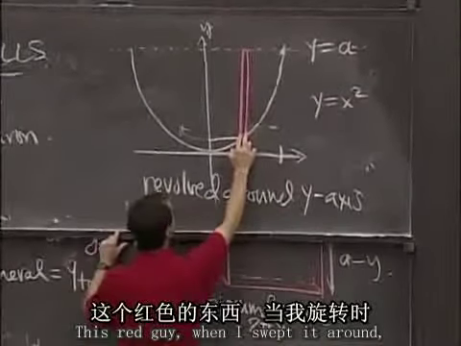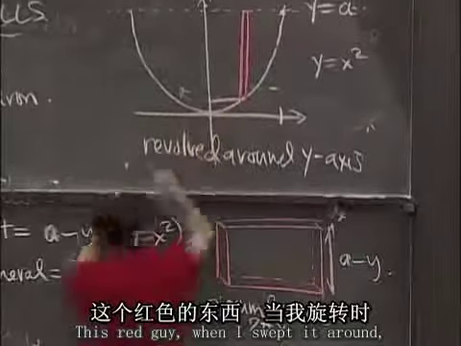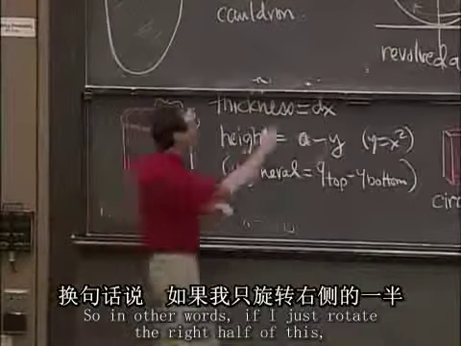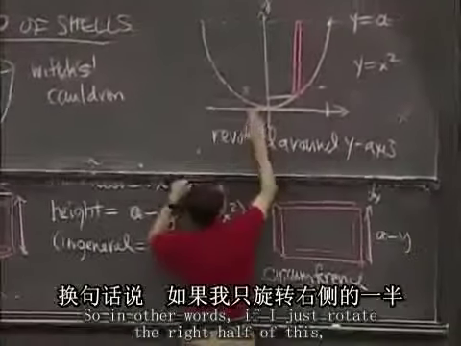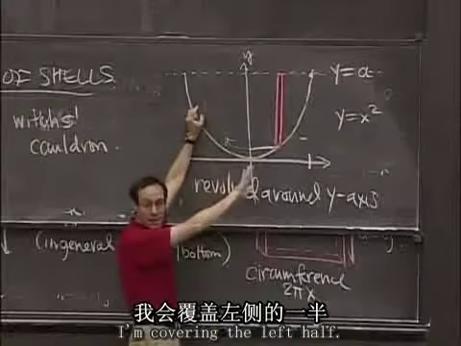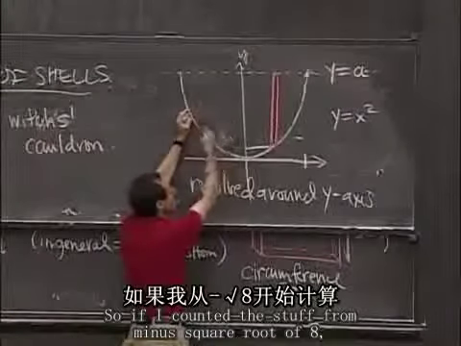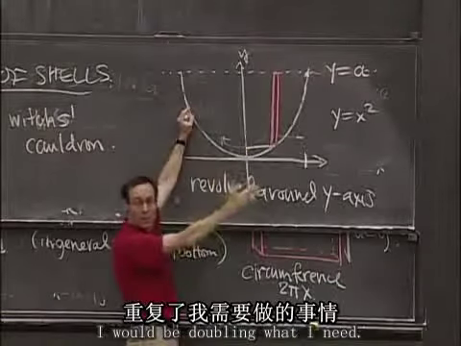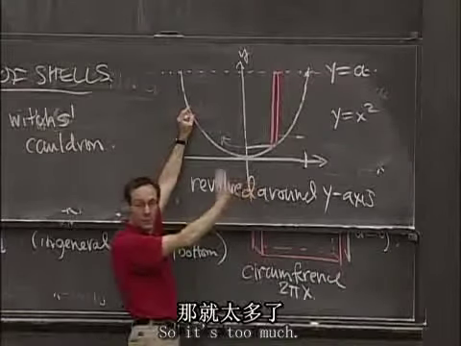This red guy, when I swept it around, I counted the stuff to the right and the left. So in other words, if I just rotate the right half of this, I'm covering the left half. So if I counted the stuff from minus square root of a, I would be doing it twice. I would be doubling what I need. Right? So it's too much.